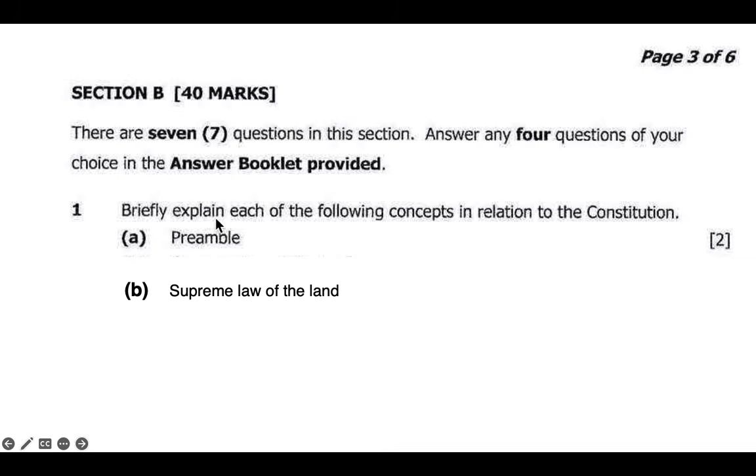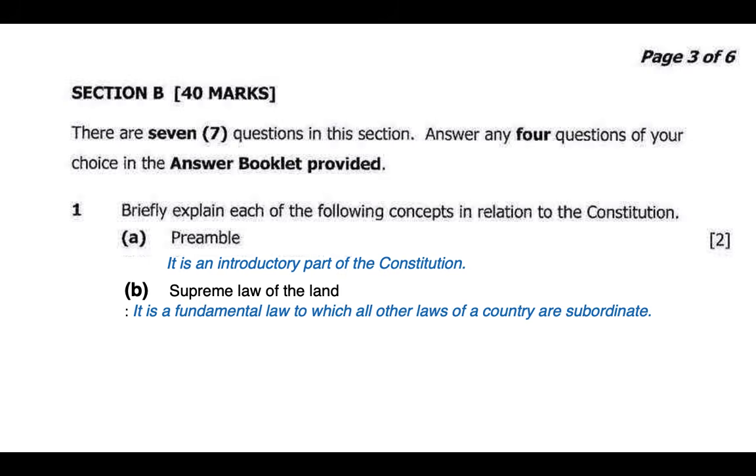Question 1, briefly explain each of the following concepts in relation to the Constitution. A, preamble. The preamble, in the definition, we can describe it as the introductory part of the Constitution. And then also we have the supreme law of the land. When they say the supreme law of the land, they mean it is a fundamental law to which all other laws of the country are subordinate. So we call that the supreme law of the land.